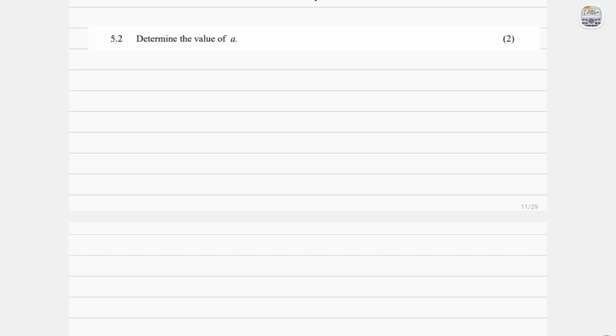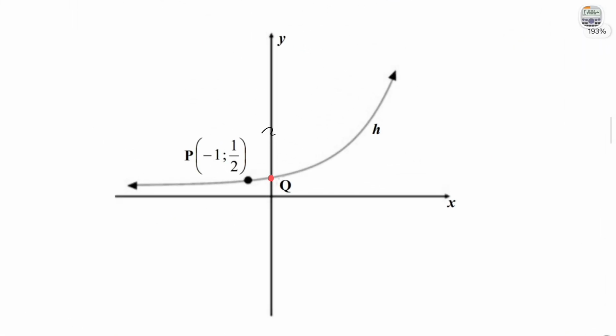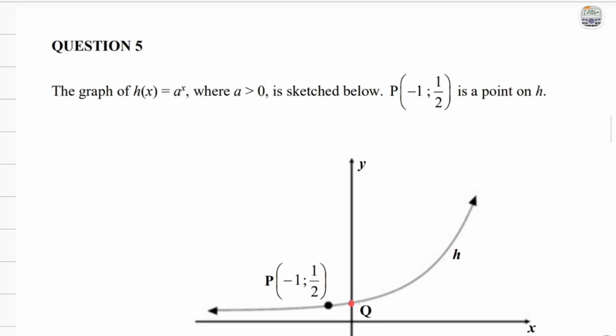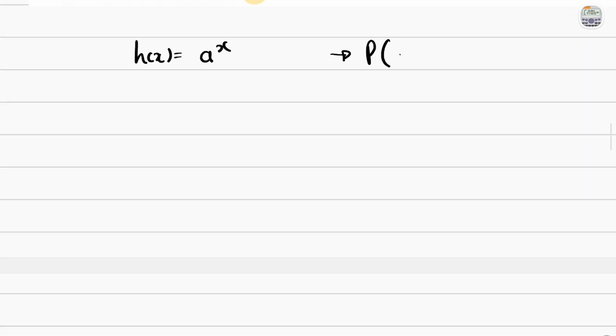Question 5.2 says, determine the value of a. So to find a, we can use this point on the graph. So we have the equation and a is the only thing missing. So we'll write this as h of x is equal to a to the power of x. And then we'll substitute that point P, which is (-1; 1/2). So this goes in place of x, and that's y. So y, 1/2, is equal to a to the power of -1.